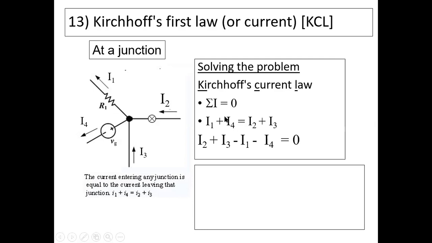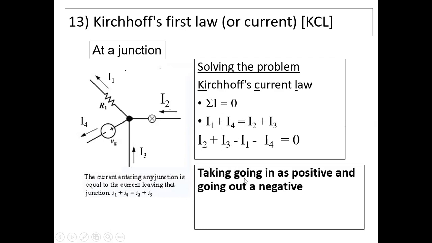That means you can take I2 and I3 as positive, taking going in as positive and going out as negative. Or the other way around. You take your choice. If you take I2, I3 negative, it's also still correct. It's just a matter of taking it to the other side as well. So it's your choice, but you must take one direction as positive. Going in is positive, going out is negative.